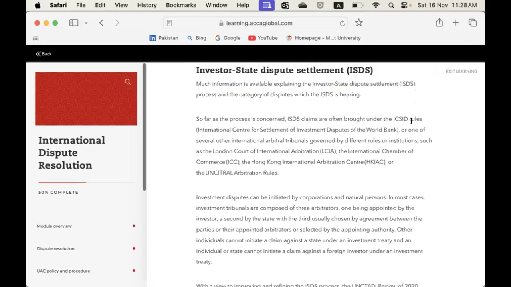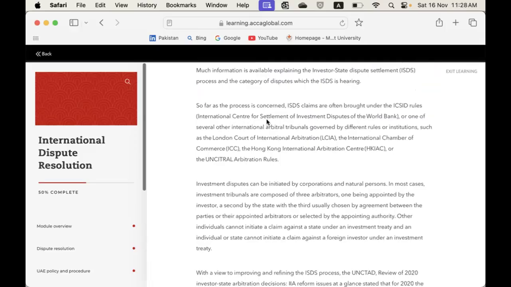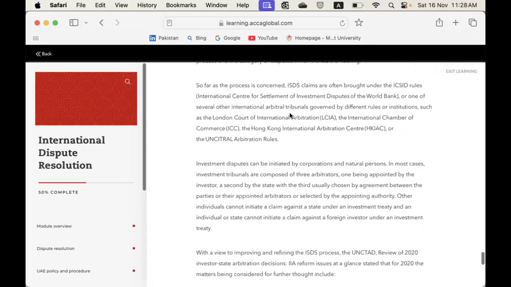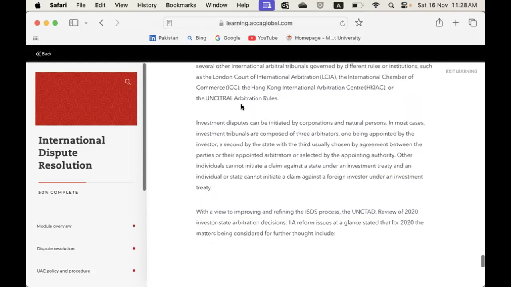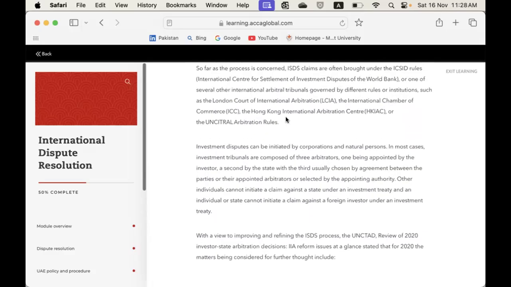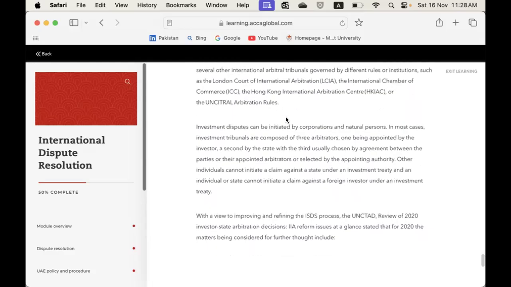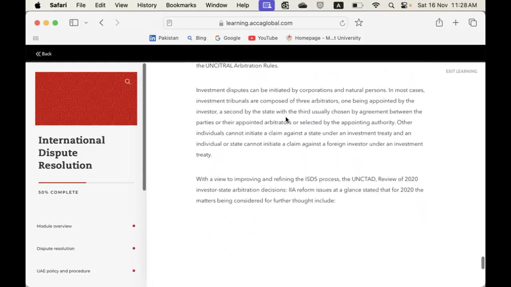So they have issued certain rules. Investment dispute, basically, the investment dispute agency, you might call it for easy wording. They have issued some rules. So International Center for Settlement of Investment Disputes of the World Bank. So it's a World Bank entity, or one of the several other international arbitral tribunals governed by different rules or institutions, such as the London Court of International Arbitration, the International Chamber of Commerce, the Hong Kong International Arbitration Center, or the UNCITRAL Arbitration Rules. So multiple bodies around the world are available where such international disputes, arbitration related matters, can be referred, and both parties will agree to it.